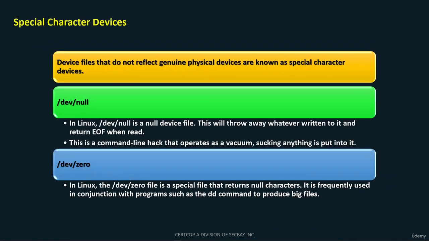So then we have device files. Device files do not reflect genuine physical characteristics. These are known as special character devices. Linux /dev/null is a device file. This will throw away whatever is written to it and return end of file when it's done. So pretty much anything you put into /dev/null will be erased. /dev/zero is a special file that returns null characters, frequently used in conjunction with programs such as the dd command to produce big files.